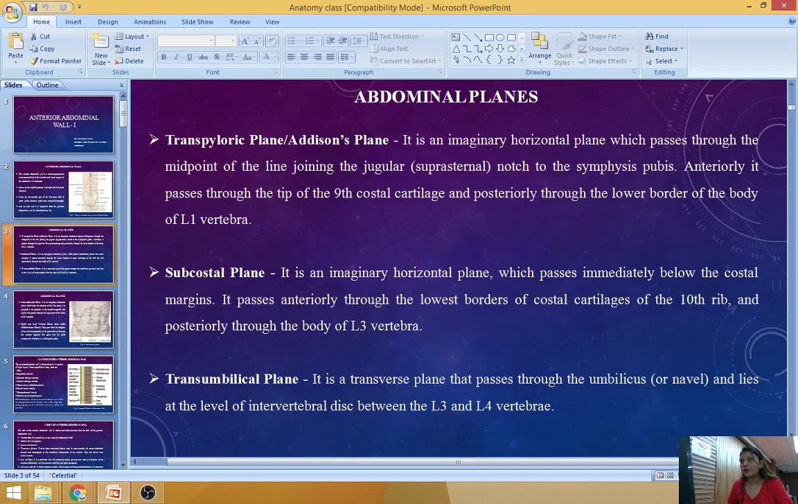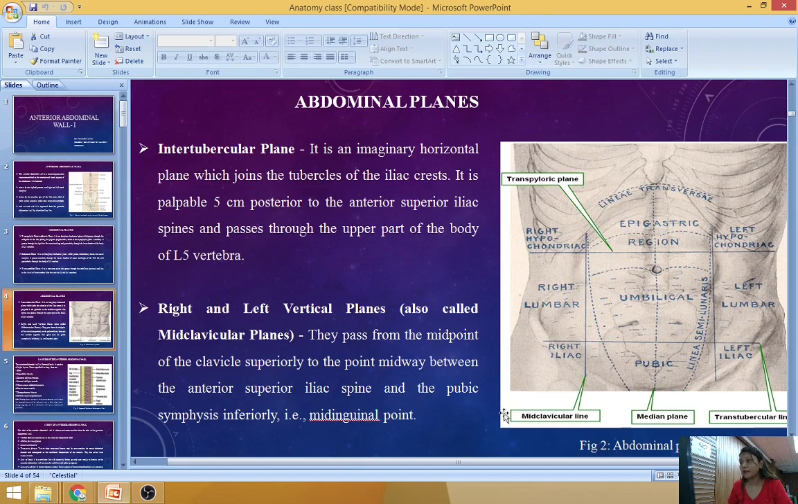Okay, so now there are certain planes in the abdomen. These are planes which divide the abdomen into a total of 9 quadrants. 1, 2, 3, 4, 5, 6, 7, 8, 9. So these are certain planes, and you have to know the landmark of the plane. The first plane I am talking about is the transpyloric plane.